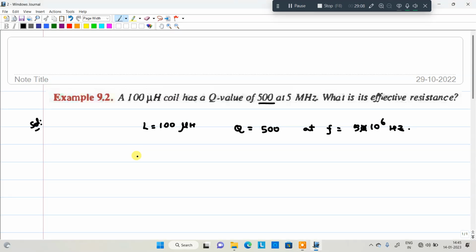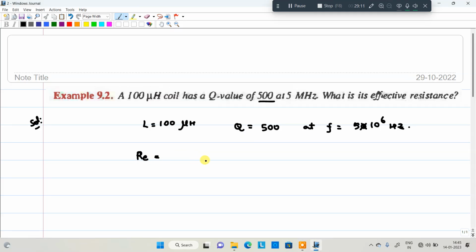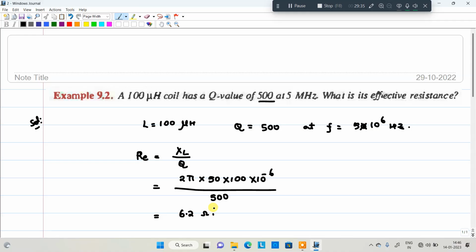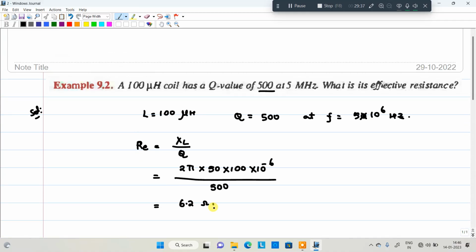The effective value of resistance Re is equal to XL divided by the quality factor. So what is XL? XL is 2 pi F L, where F is the frequency and L is 100 into 10 power minus 6, divided by the Q factor, which is 500. From that, the effective value of resistance is equal to 6.24 ohms. So this is the solution. Up to this point we have completed the RL circuit. In the next class we are going to discuss the RC circuit. Thank you.